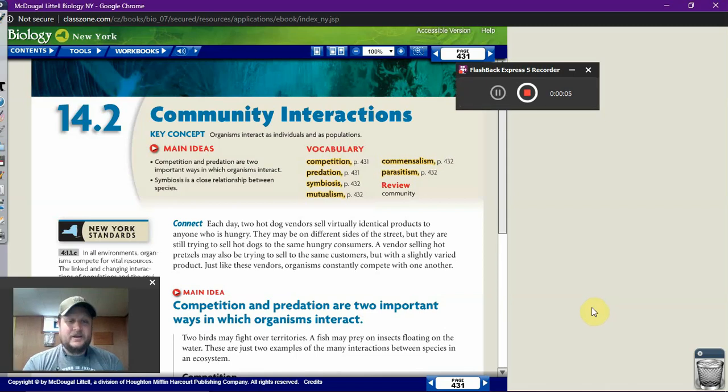Today, our lesson is going to be on chapter 14.2, and we're going to be talking about community interactions. So, how different species interact with each other within an ecosystem.